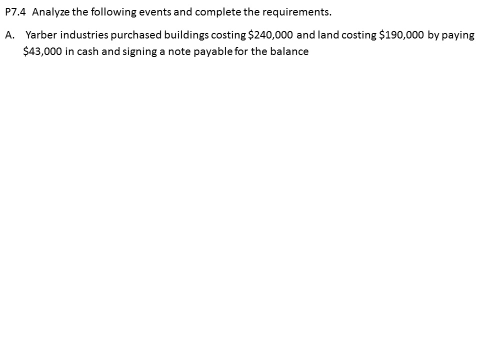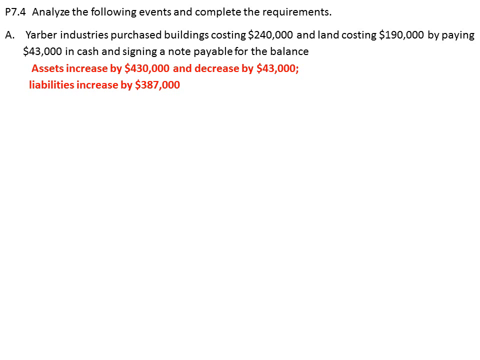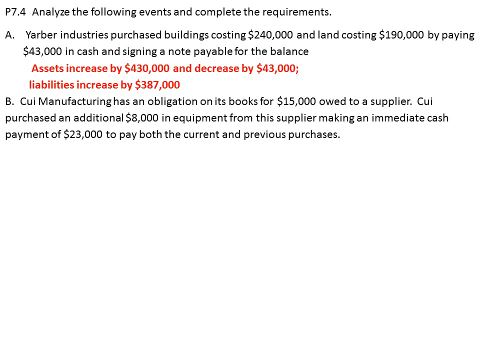Analyze the following events and complete the requirements here. Yarborough Industries purchased buildings costing $240 and land costing $190 by paying $43,000 in cash and signing a note payable for the balance. Well, our assets will increase by $430,000 and decrease by $43,000, because the cost of our building and land is $430,000, but we also paid $43,000 in cash. Our liabilities then will increase by the difference, which will be $387.